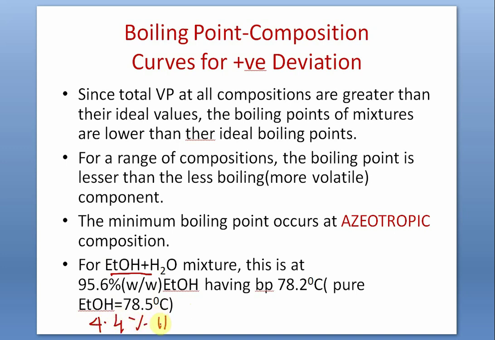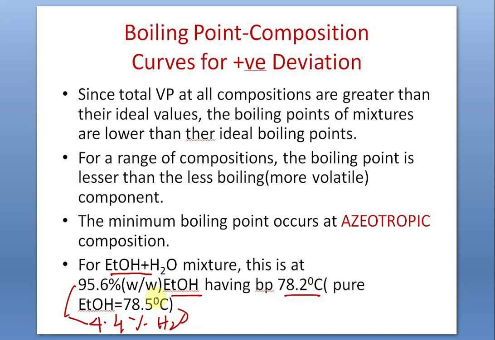that means about 4.4% water. At that composition, if you get such a mixture, it will correspond to the azeotropic composition, corresponding to the maximum total vapor pressure. At this particular composition, the intermolecular forces are the minimum, for which the pressure is maximum and the boiling point is minimum. Now see, the more volatile component, which is ethanol, has a boiling point of 78.2.